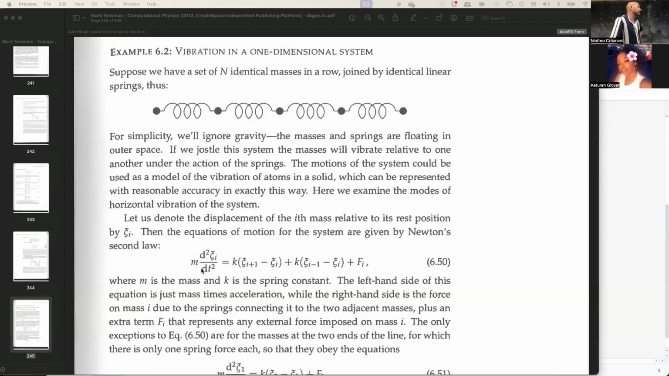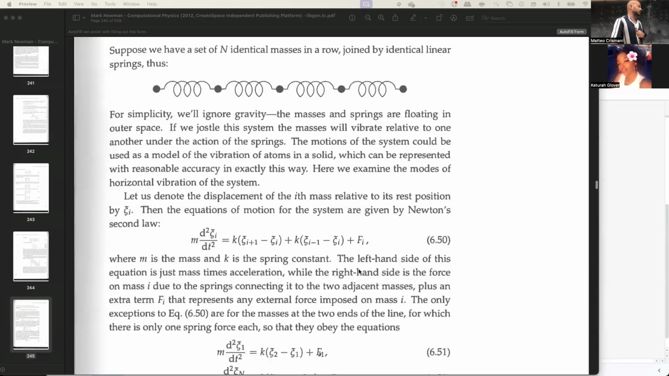So let's look at the mass times the acceleration. So this is psi, which is just the difference between nearest neighbors. And that's pretty straightforward. So here you have k, and this is essentially x, but it's x of the neighbor to the right. So let's take this guy here. This would be x to the right. And then this one is x to the left. Okay. And then I have some external force, Fi. Maybe I'm shaking the edge of the crystal structure.